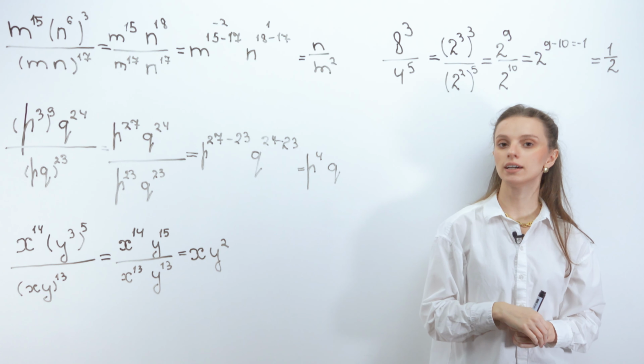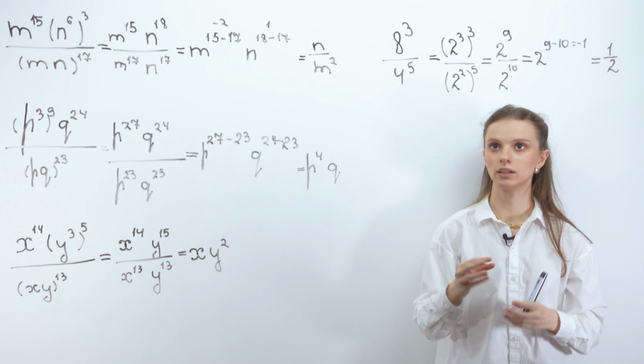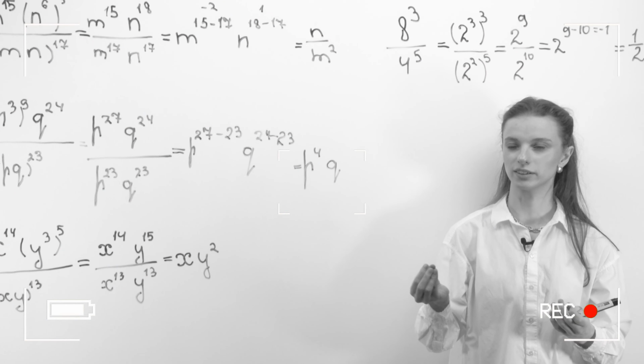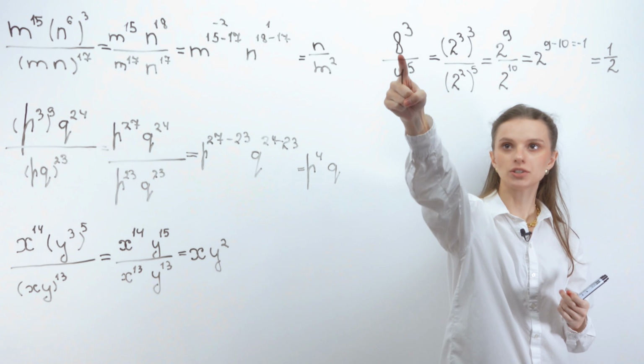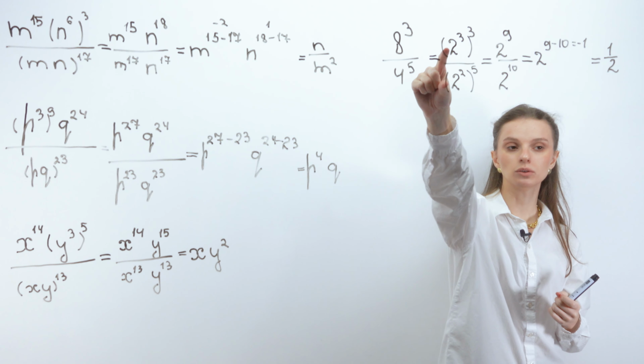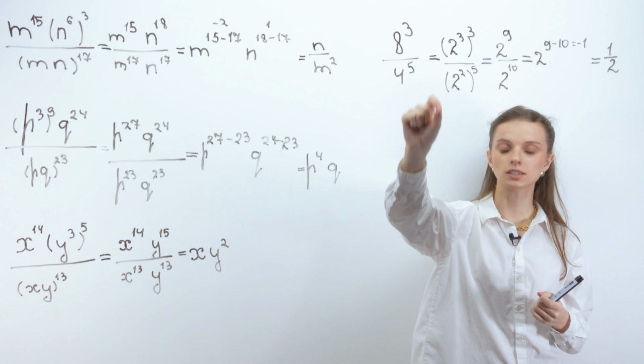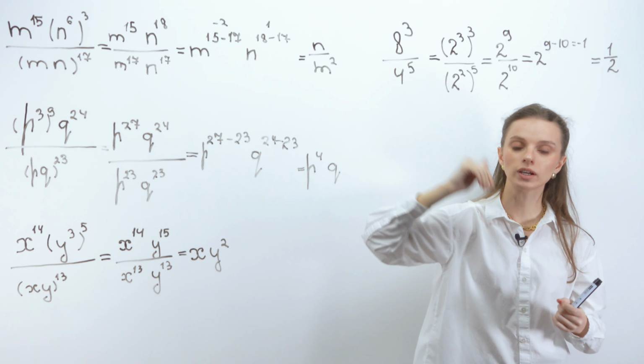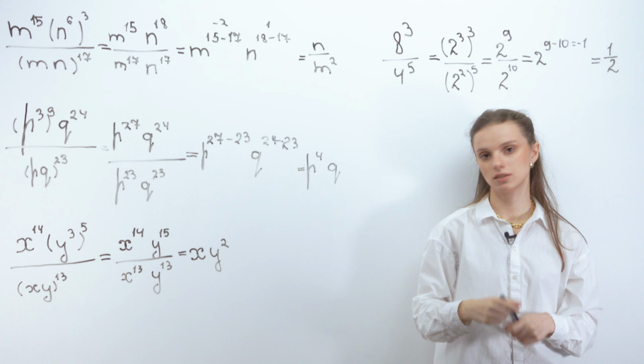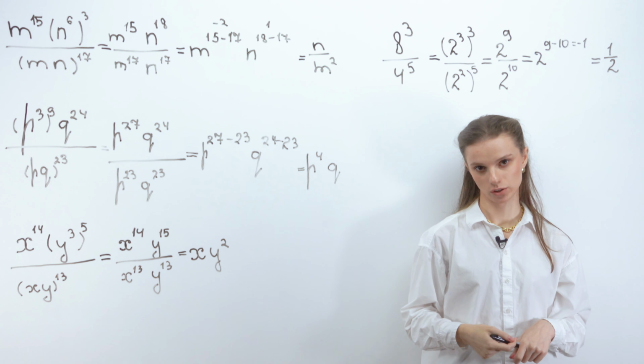You see, this is a lot easier to do when you factor it, or however you say it properly. When you turn 8 into 2, when you bring numerator and denominator into the same base, because when you have the same base, then you can work with your powers. Let's do another example that is similar to this one.